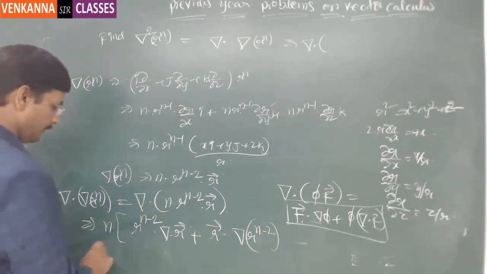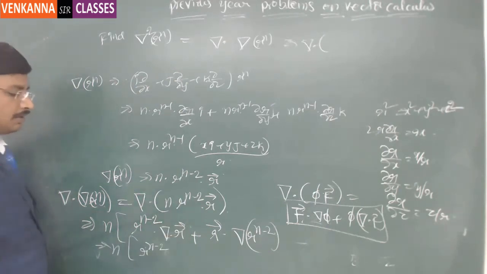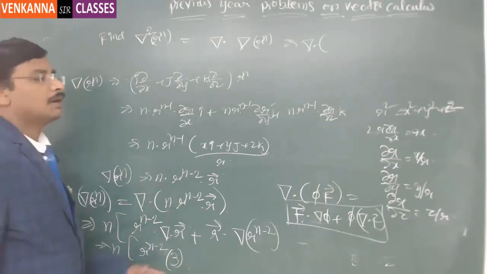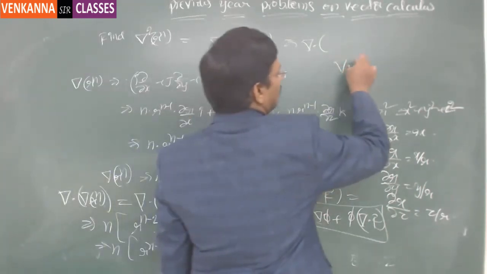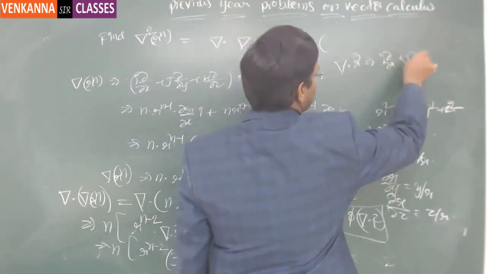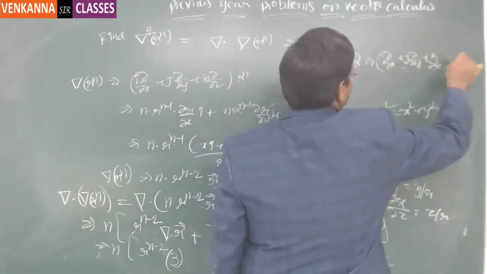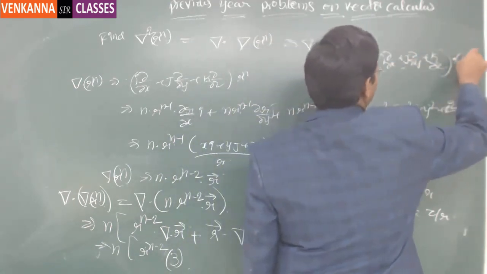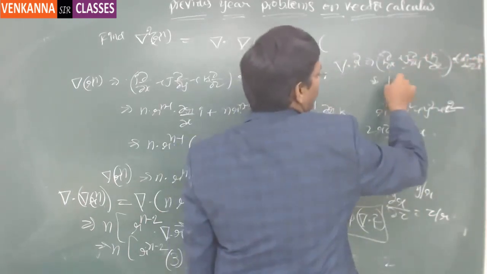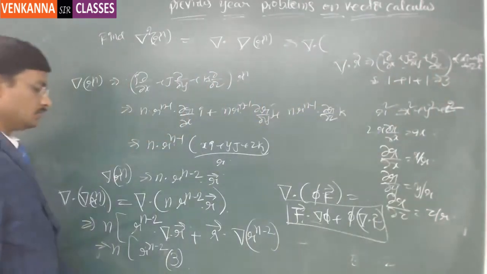So this is going to be n into r power n minus 2 and del of r bar, so del dot r bar, so this is going to be 3. So del dot r bar is equal to i ∂/∂x plus j ∂/∂y plus k ∂/∂z operated on, so dot product with xi plus yj plus zk. So this is ∂/∂x will be 1 plus 1 plus 1. This is going to be 3. So that's the 3 I have used here.